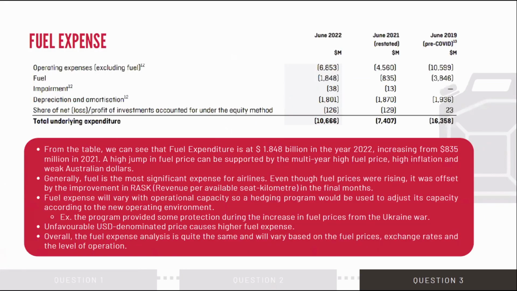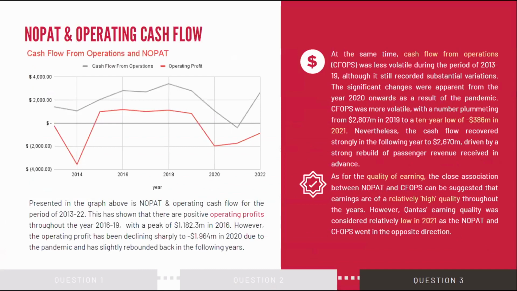In addition to qualitatively reviewing the adopted accounting policies that we have mentioned so far, quantitative analysis of the resulting financial information is also important. This may involve consideration of income, cash flow, revenue, and items. Presented in the graph above are NOPAT and operating cash flow for the period of 2013 to 2022. This shows that there were positive operating profits throughout the years 2016 to 2019. However, the operating profit declined sharply to negative 1,964 million in 2020, highly due to the pandemic, but slightly rebounded in the following years.